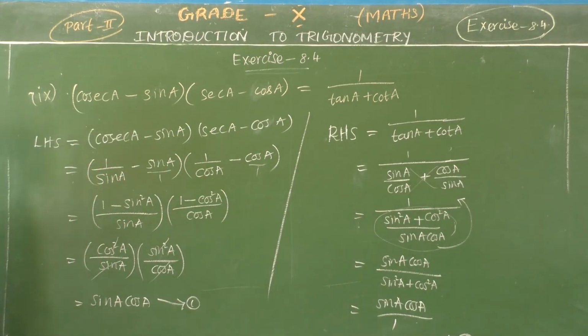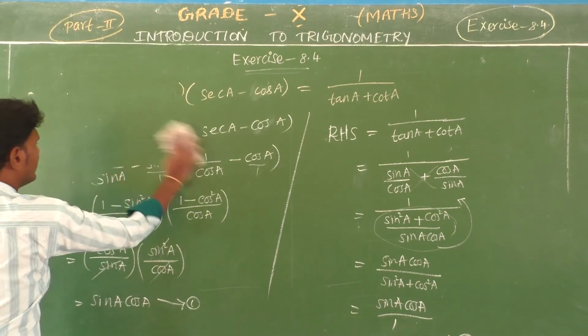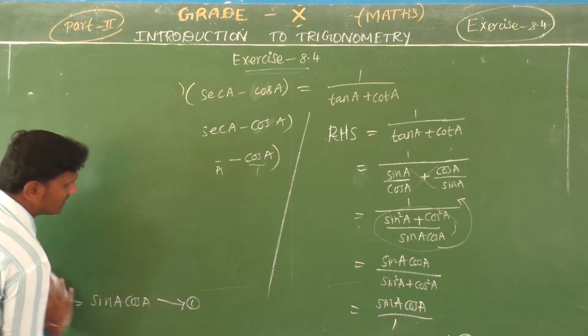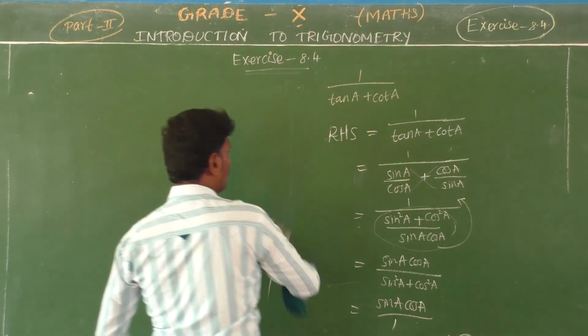So from equations 1 and 2 we have proved that (cosecant A minus sin A) into (secant A minus cos A) is equal to 1 by (tan A plus cot A). Have you got it, children? And the next question is the last one, the 10th question. And before that, I know you students have one doubt.